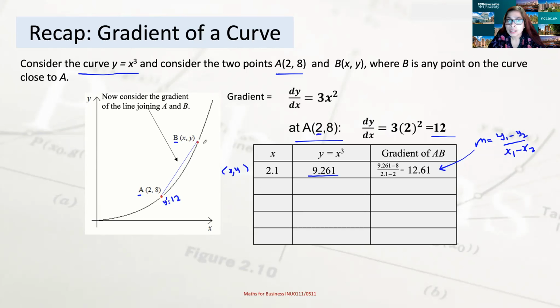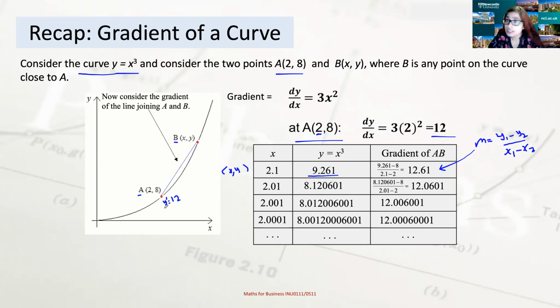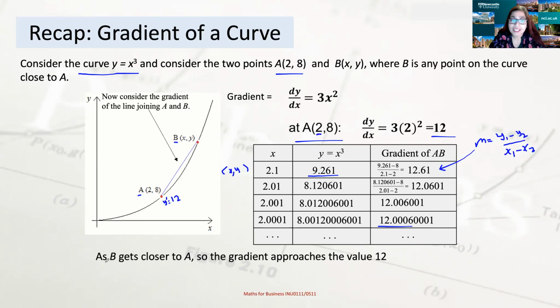Then bring it even closer and find the gradient. Then let's take that much closer. As you go closer and closer, what do you see? You're approaching the gradient 12, isn't it? So as B gets closer to A, the gradient approaches the value of 12. And this value is the gradient of the tangent at that point A.